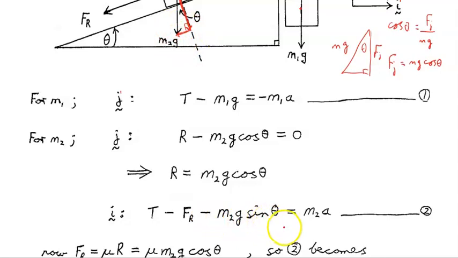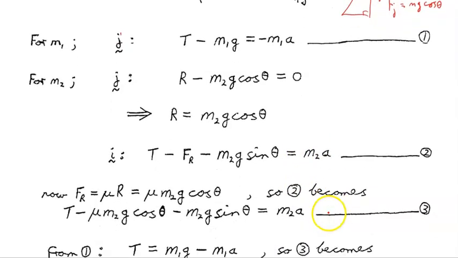And we know that this object is accelerating up the plane because m1 is going to come down this way, so it's going to drag m2 up the plane. So the net force is in the positive direction here, so m2a. Now the friction force, the definition is mu times R. We found that R is m2g cos theta, so mu times R will be mu times m2g cos theta. So this equation 2 here becomes T minus mu m2g cos theta minus m2g sine theta is m2a.